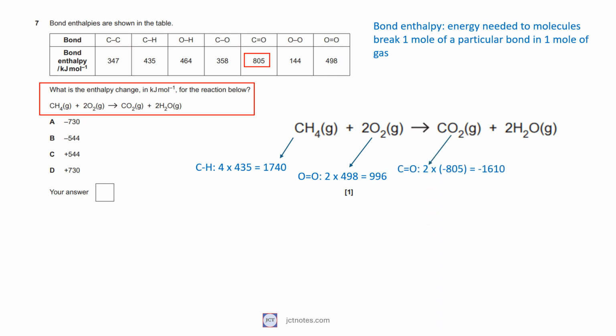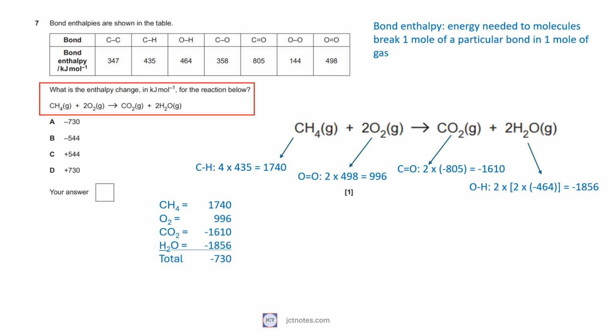Remember that we need to change the signs from those provided. Each carbon dioxide has 2 double carbon-oxygen bonds, giving 2 times minus 805 equals minus 1610 kilojoules. Each water molecule has 2 oxygen-hydrogen bonds, each with a contribution of minus 464 kilojoules. The total contribution of the 2 moles of water is 2 times minus 464 equals minus 1856. Adding all together, we get minus 730. The answer is A.